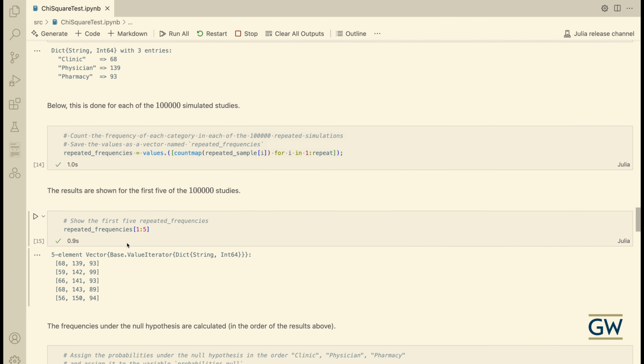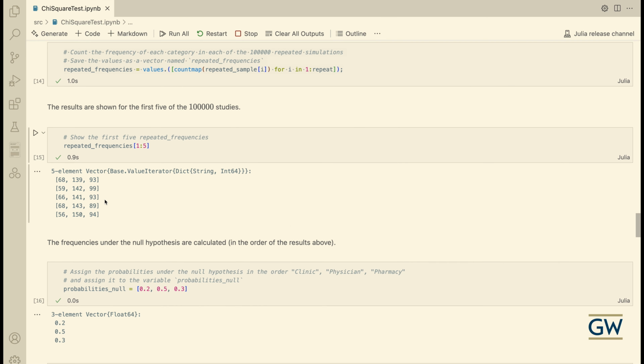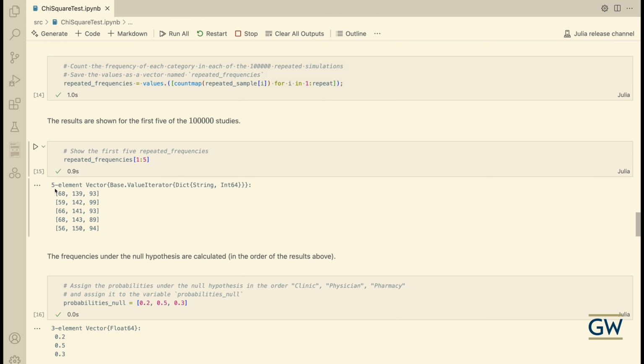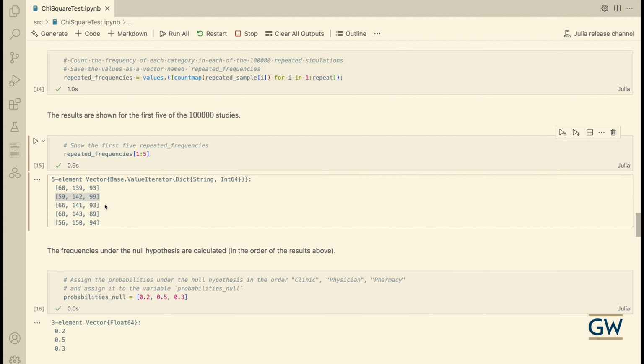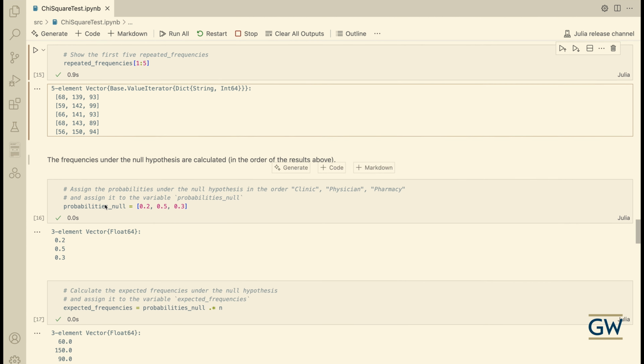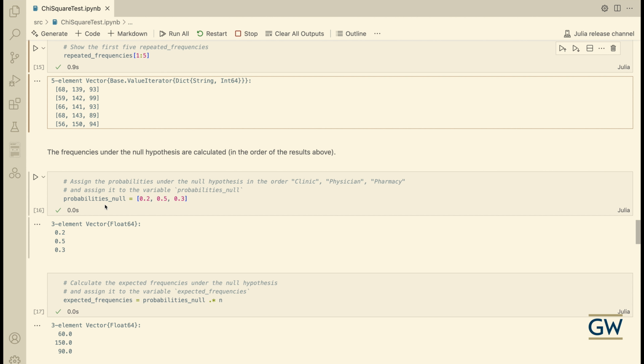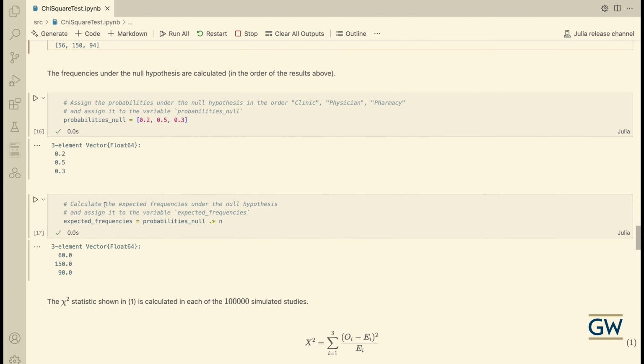And so I want to just save all those values, and I'm just showing you the first 5 here. So these are just the values of each one of these. If I look at that first of the 100,000 simulations, there we go, 68, 139, 93. My next simulation ran and it was 59, 142, 99. So this is me doing my study 100,000 times over. I just want to now look at the values that I would expect under the null hypothesis. Of course, if I have 300 observations and I say that 20% of them should be the clinic, then I would expect 60. If 50%, I would expect 150, and 30%, I would expect 90.